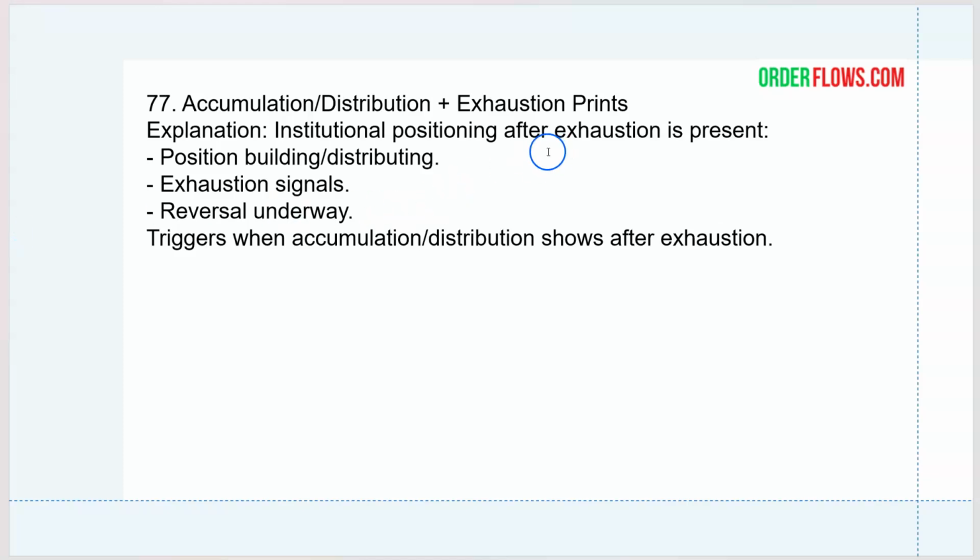All right, so number 77 is accumulation distribution plus exhaustion prints. The explanation is institutional positioning after exhaustion is present. You have position building or distributing. You have exhaustion signals, reversals underway, and it triggers when accumulation distribution shows after exhaustion.